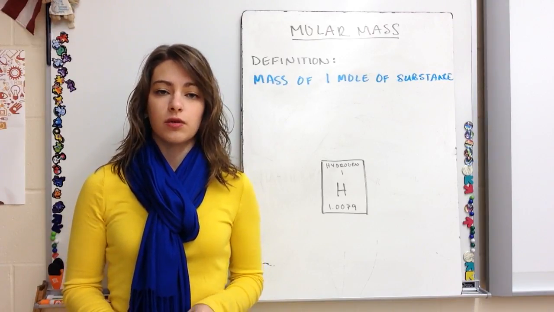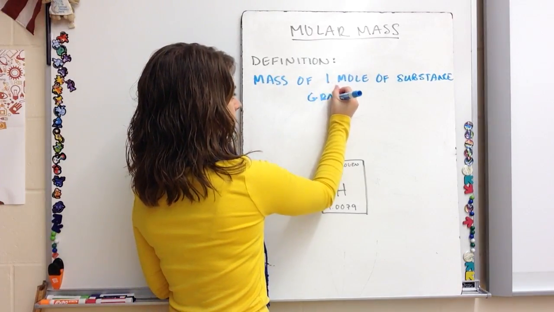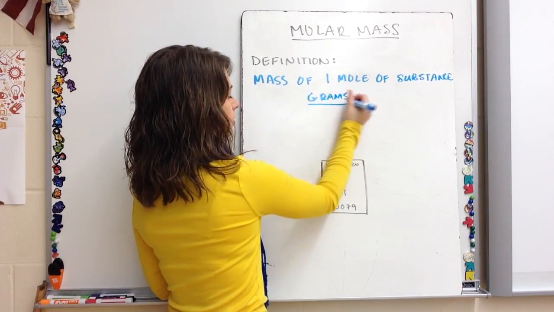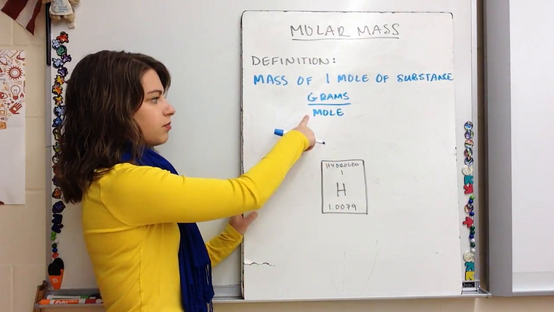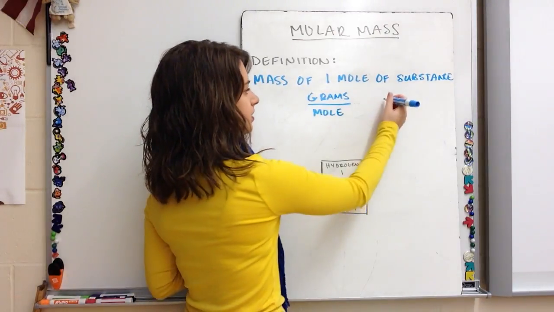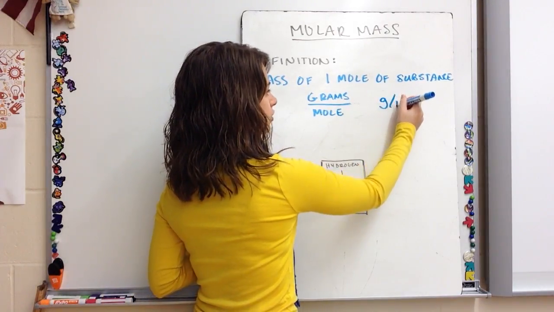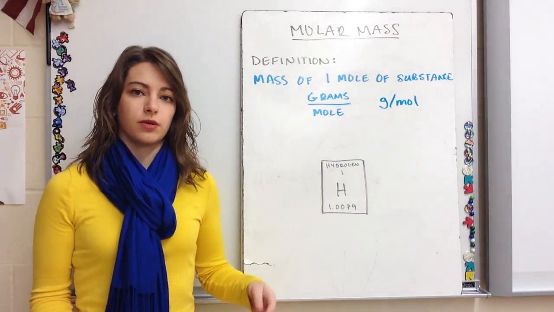Now the units for molar mass are grams per mole. So this is saying in 1 mole of substance, it has so many grams. So usually we see this abbreviated as g/mol. So those are the units for molar mass.